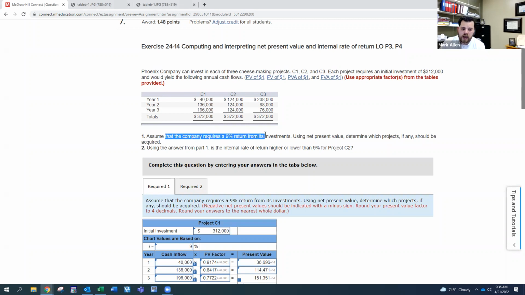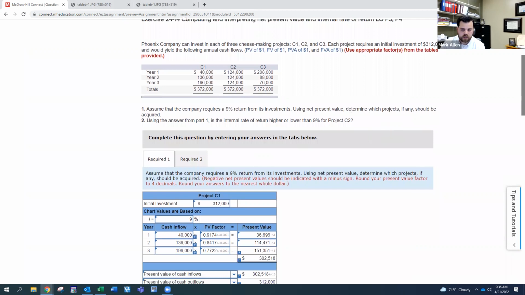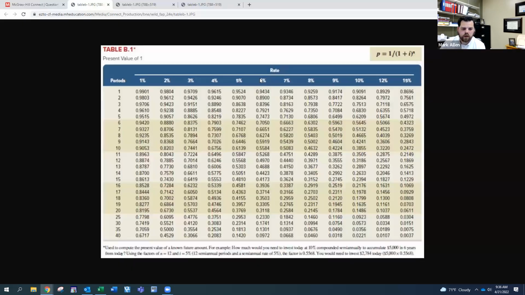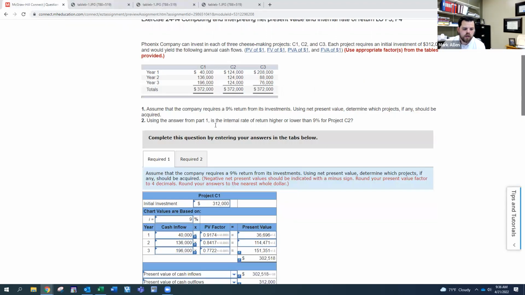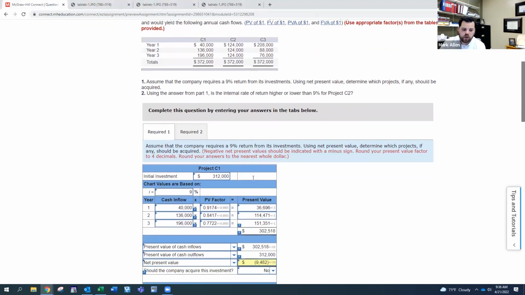Assume the company requires a 9% rate of return for our investments using NPV to determine which projects, if any, should be invested in. So for the first one, of course, these are all different numbers. So what I'm going to recommend, come in here, come down. You've got your 312,000 cost. You've got your 3 cash flow numbers, and we're told this is a 9% rate of return.